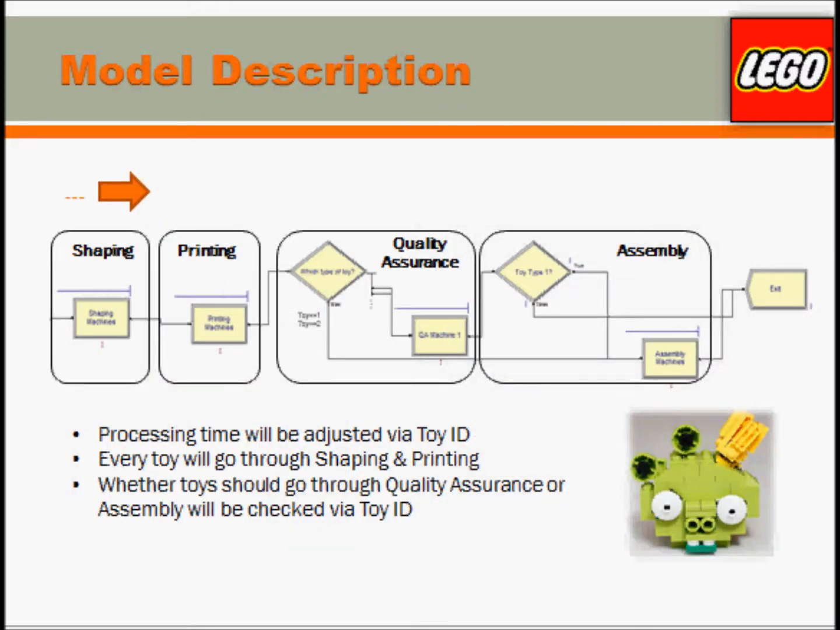And later, the second part of the model is going through different types of machines, shaping first, printing second, and going through quality assurance if it is needed, and later it will go through the assembly if it's needed. And most importantly, the processing time will be adjusted via different toy ID. And as I mentioned earlier, every type of product will have shaping and printing time, but it may have quality assurance time or assembly time.